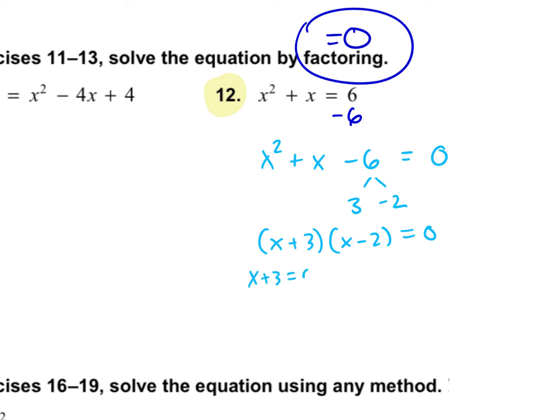So x plus 3 equals 0. X minus 2 is equal to 0. So x is equal to negative 3 and x is equal to positive 2.